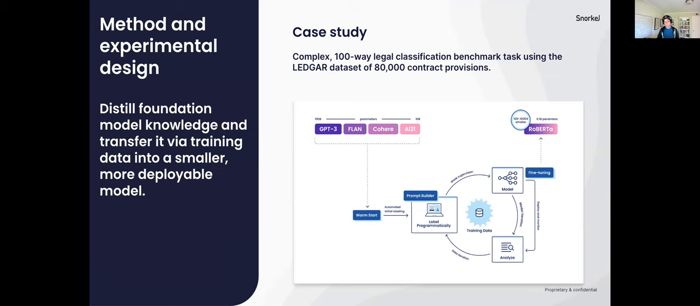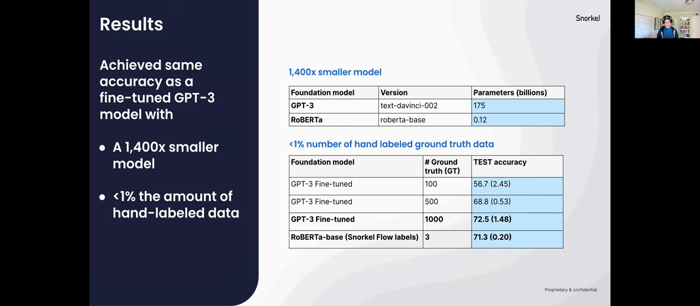I'll go through this quickly, but a little bit of what we did, again using all those features I just showed, was we took a whole bunch of different foundation models, GPT-3, FLAN, Cohere, AI21 were some of the ones that we used. We used some few-shot warm start approaches there and some tuning via the prompt builder. And what we were able to use this for was to auto-label data to ultimately train, in this case, a much smaller model, RoBERTa. We could have gone even smaller, but this is still a decently large model.